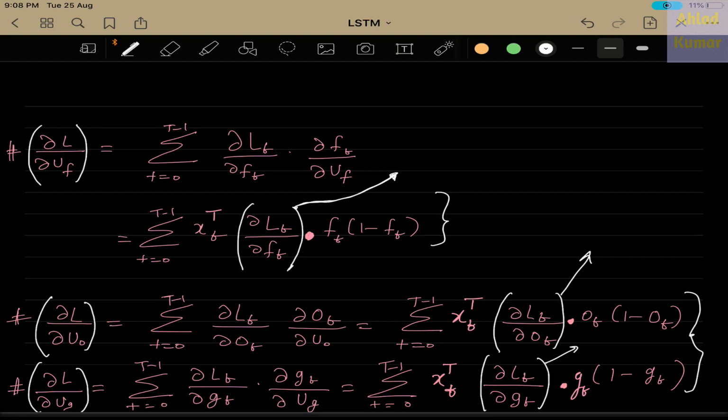In the next lecture, what we will discuss is why the LSTM does not suffer from vanishing gradients, whereas in case of RNN we suffered from vanishing gradients. So what is the reason behind that?